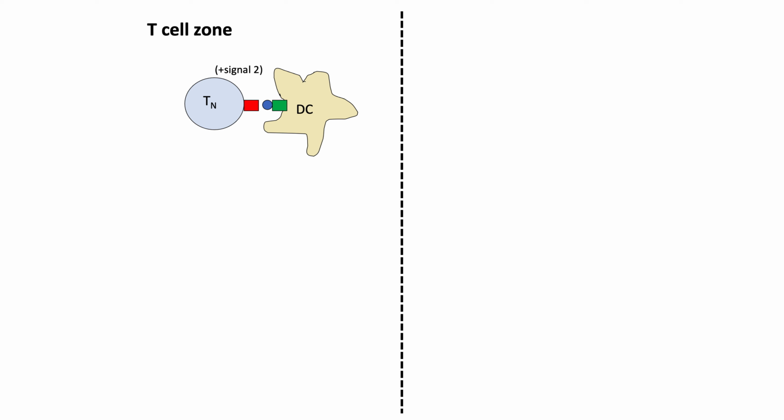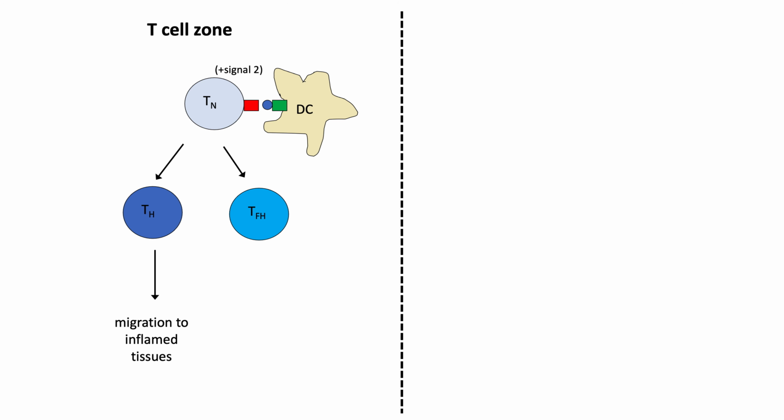So here's a summary of everything that we've talked about. Within the T cell zone, naive T cells get activated by dendritic cells presenting peptides from a pathogen. This leads to the formation of T helper cells, which then migrate to the inflamed tissues, but also leads to the formation of T follicular helper cells.